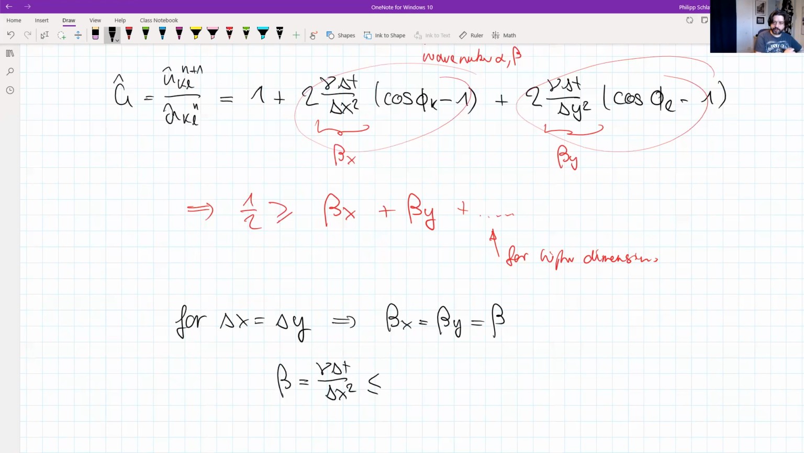Well, it's actually not lower equal than 1/2 as we had before. It's lower equal to 1/4. And the reason for that is, this is now two beta. I mean, it's the same beta, but it's two of them. So that means the dimension goes in as a factor to this 1/2, or the inverse dimension. So for a 3D case, it would not be 1/4, but it would be 1/6, for instance. Compare to the 1D case, where we had beta lower equal than 1/2.